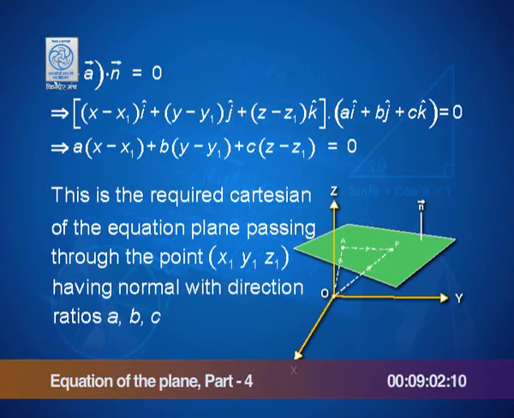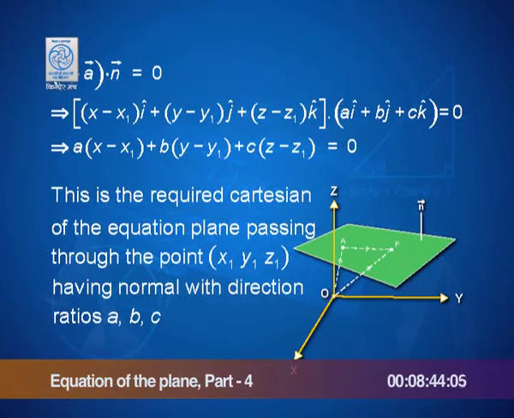Rewriting this in Cartesians, it will turn out to be the same as a times x minus x1 plus b times y minus y1 plus c times z minus z1 equal to 0. And therefore, that becomes the Cartesian equation of the plane passing through the point x1, y1, z1, having a normal with direction ratios a, b and c.